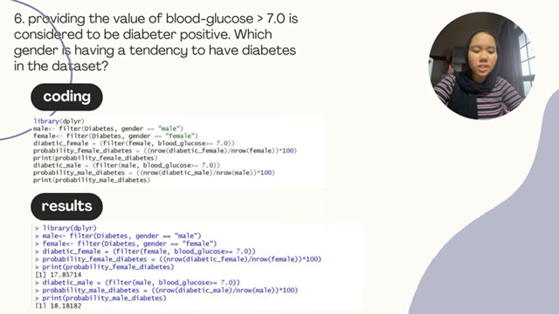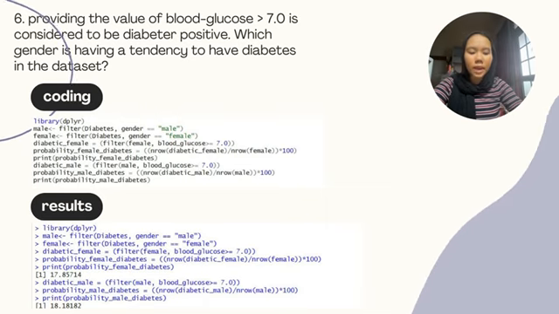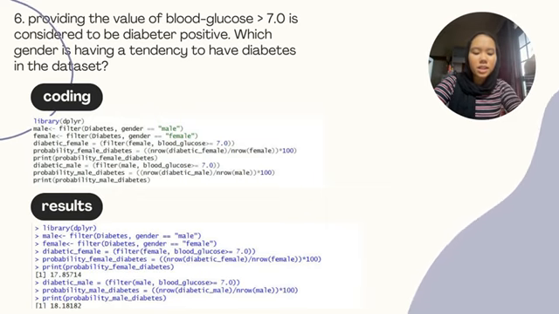Now for this question, it provides us the value of blood glucose, which is more than 7.0 to be considered as diabetes positive. So which gender has a tendency to have diabetes in the data set? First, we will load the dplyr package for data manipulation, and then we will filter the data set with the function male, filter diabetes gender male, to include only male patients, and we will repeat for female patients.